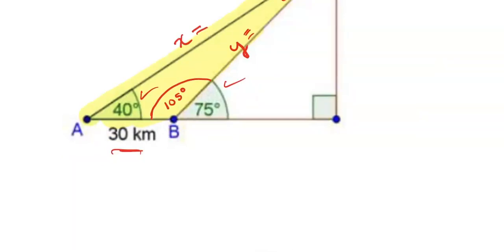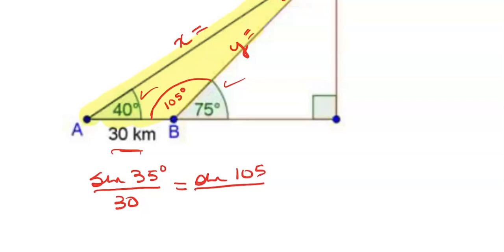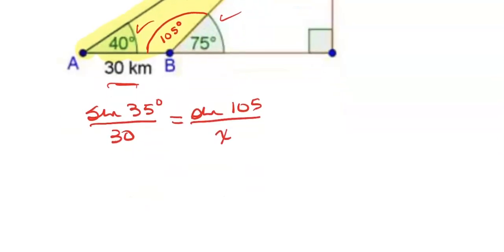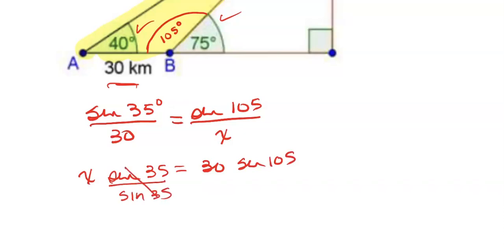Here's my setup. Let's try to find x first. I said the sine of 35 degrees over its partner, which is 30, equals the sine of 105 over the missing side x that I need. Don't put anything in your calculator yet. This is x times the sine of 35 equals 30 times the sine of 105. Divide both sides by sine 35 to isolate your x.